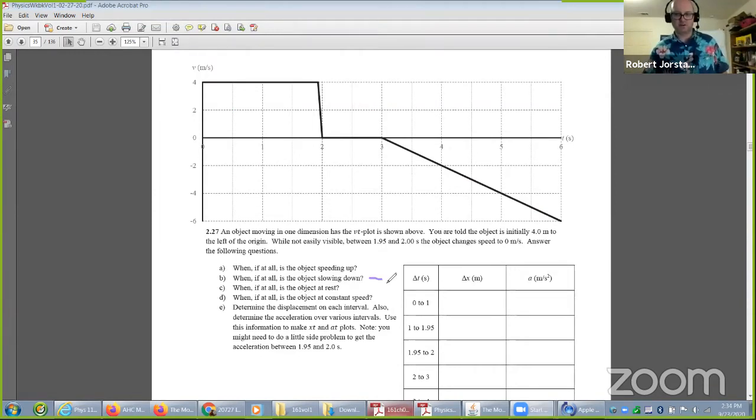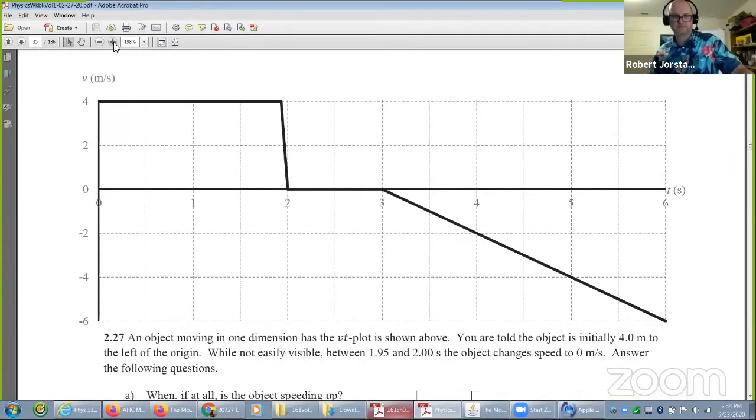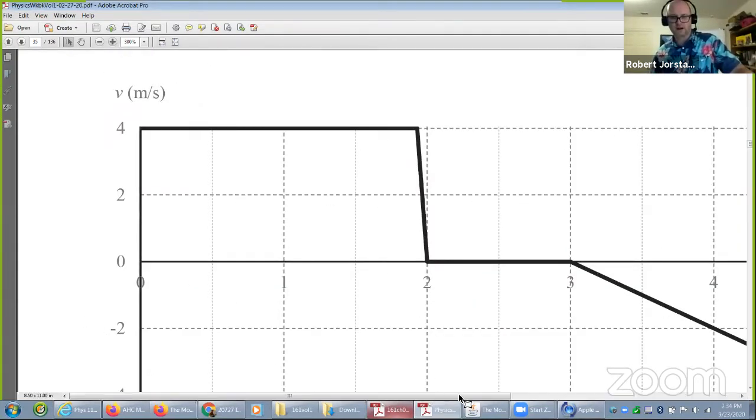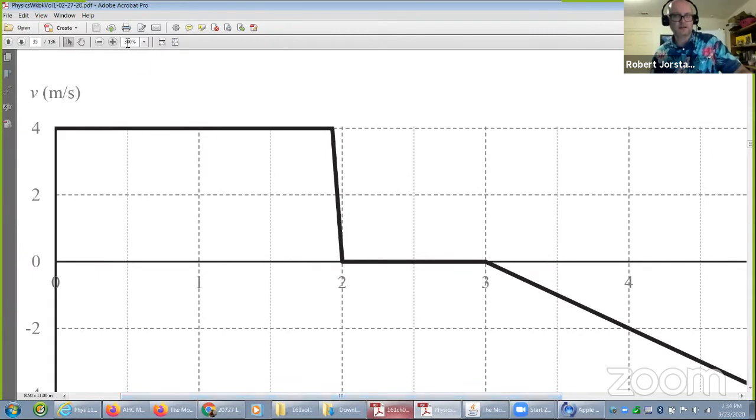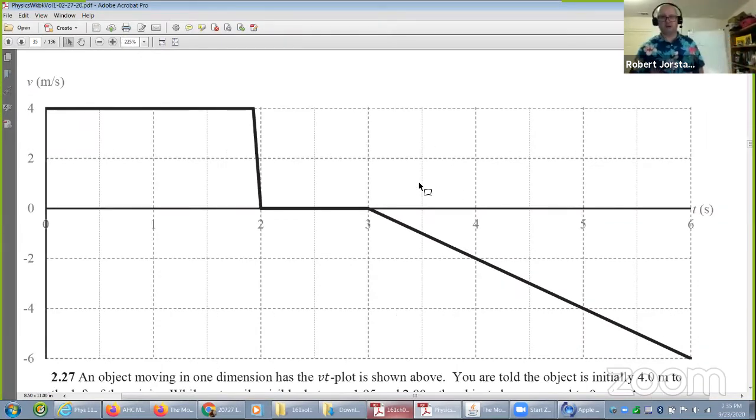The next question is, when is it slowing down? Do you see that? Oh, that arrow is going to be on there. Hold on. I got to clear that. Let me make this bigger. Oh, geez. Zoom. All right. I guess I better make this 250. Oh, no. 200 is good enough. There we go. So now I have the whole graph on the screen.